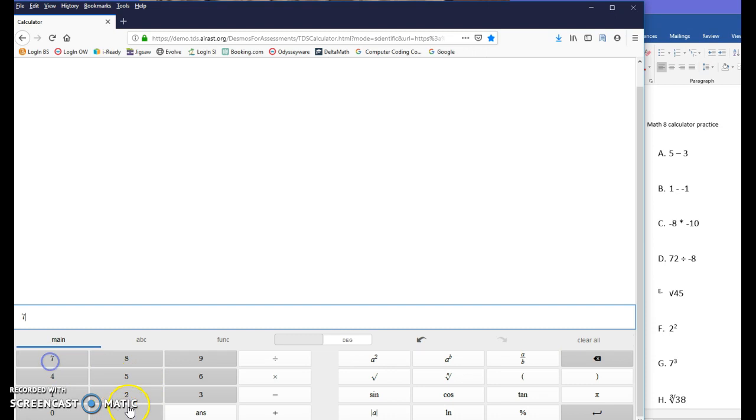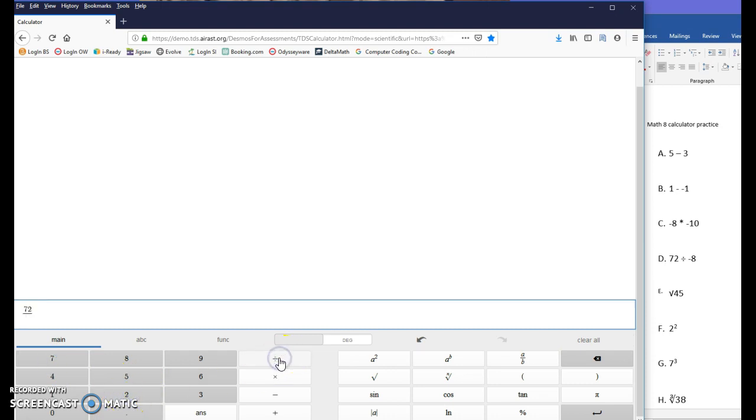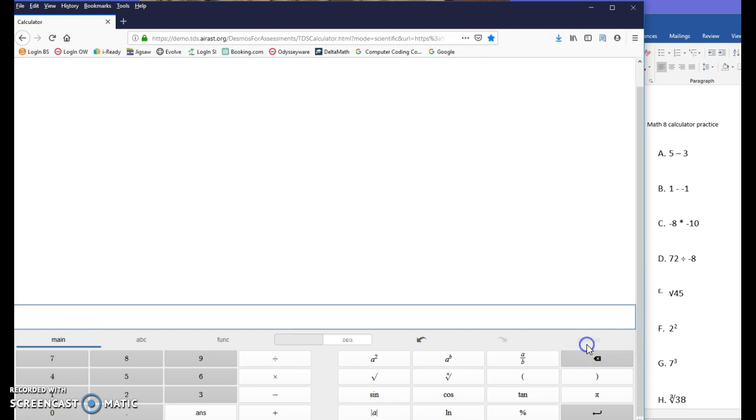If I had 72 divided by negative 8, notice that when you press the divided by button, it creates a fraction because a fraction is just another way of showing division. So 72 divided by negative 8 on the right side is negative 9. I've been pressing this clear all button when I get done with the problem.